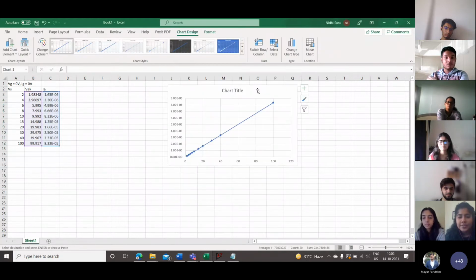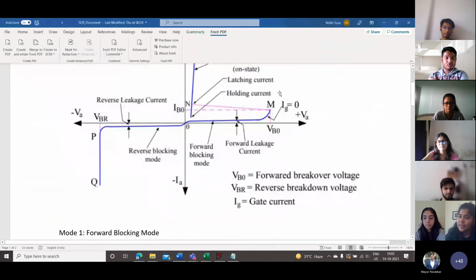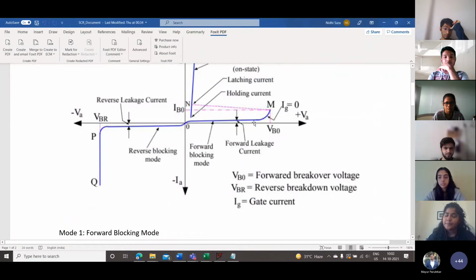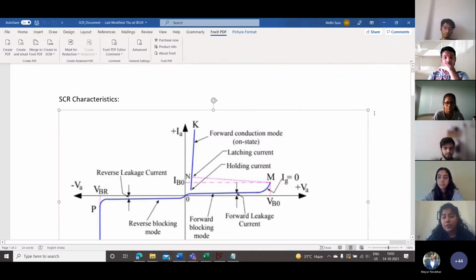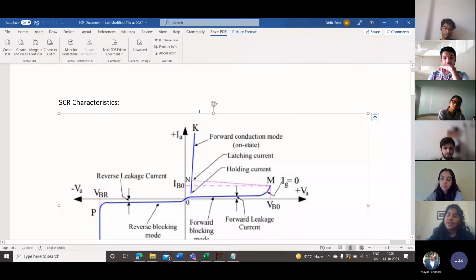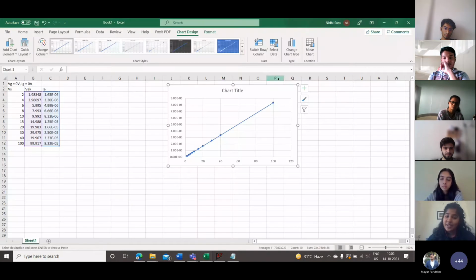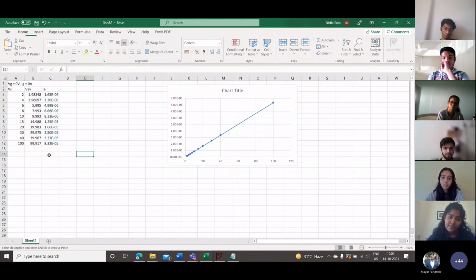As you can see, our line looks a bit linear right now, and it's a little hard to tell that it is similar to this line. But the moment that we add in our forward conduction mode, you're going to see how this line looks exactly like that line in the graph. So we're going to do that next.